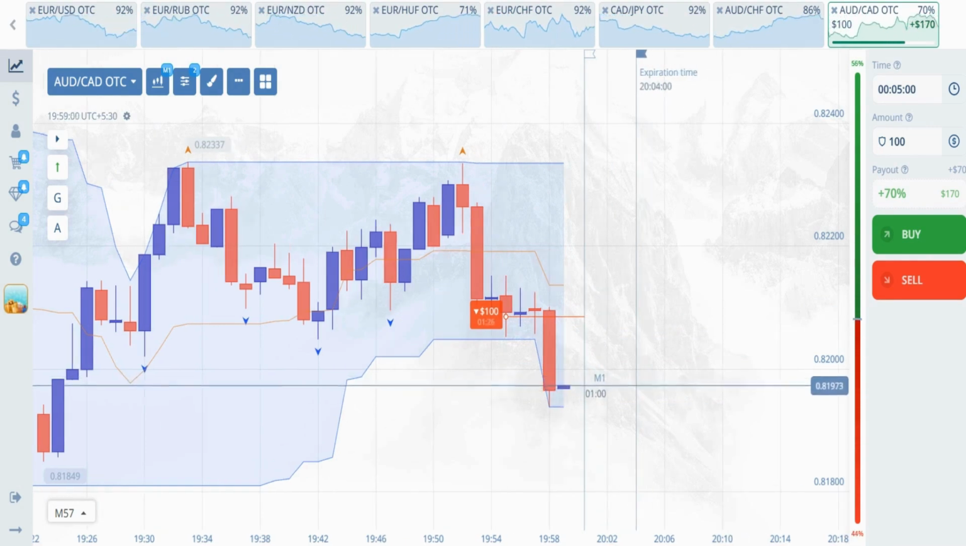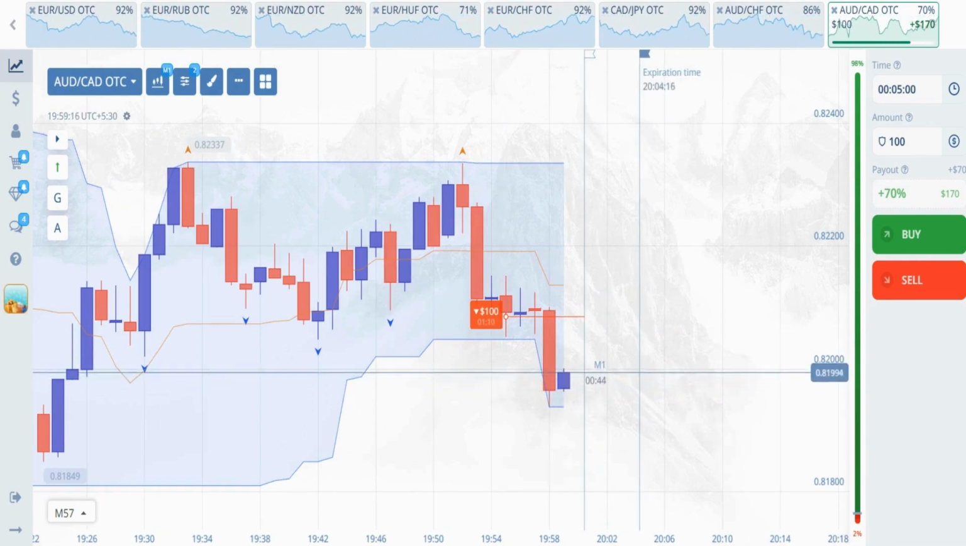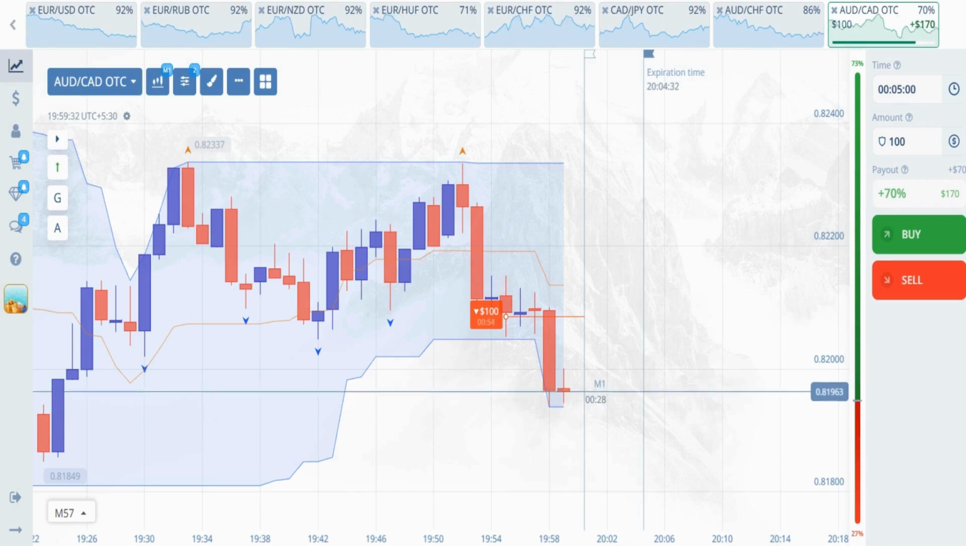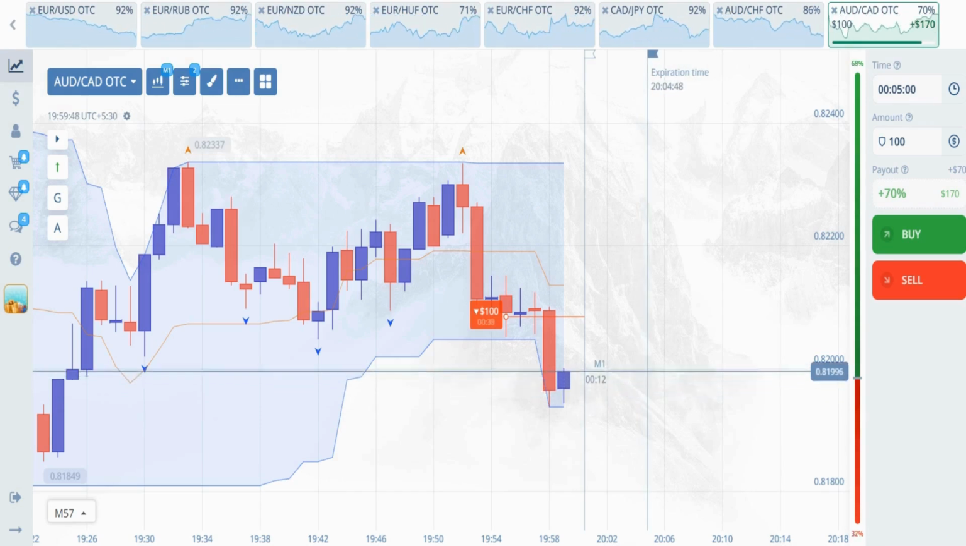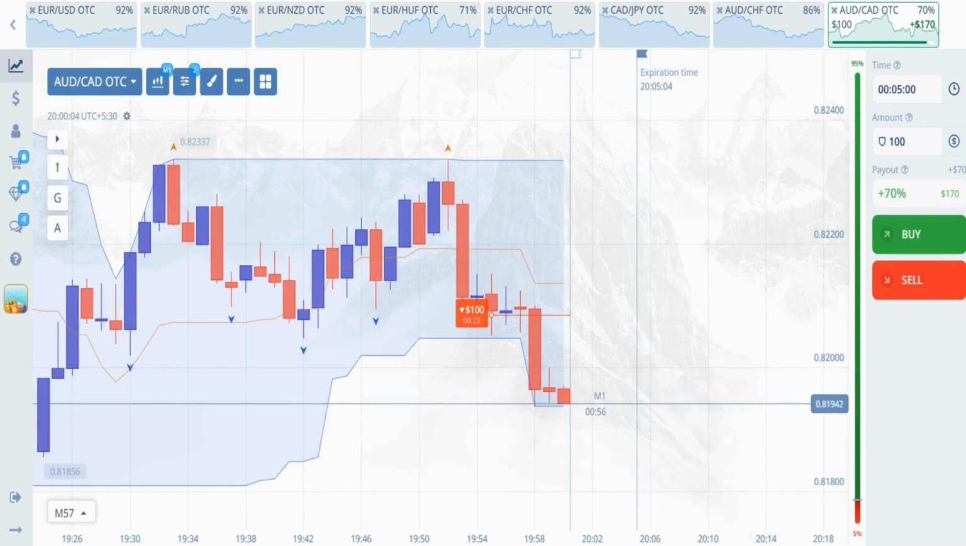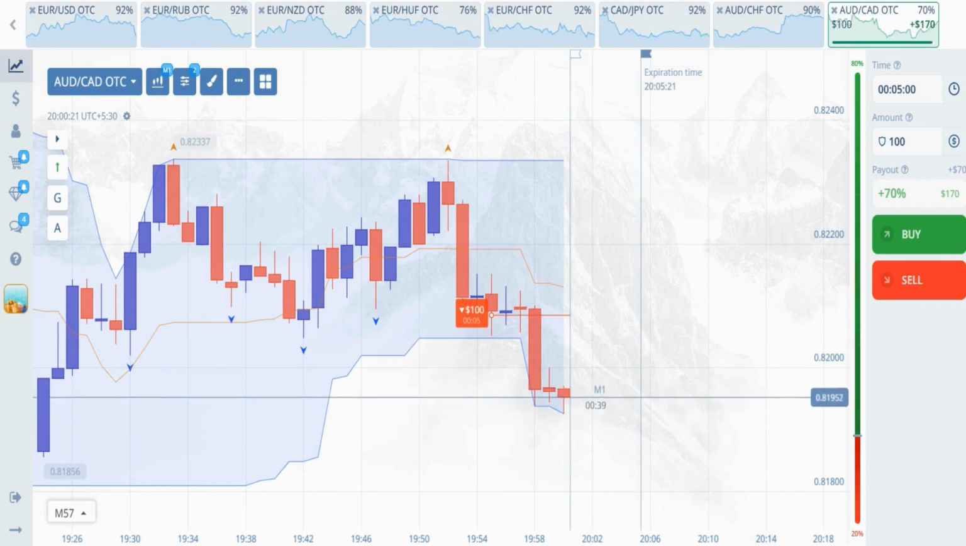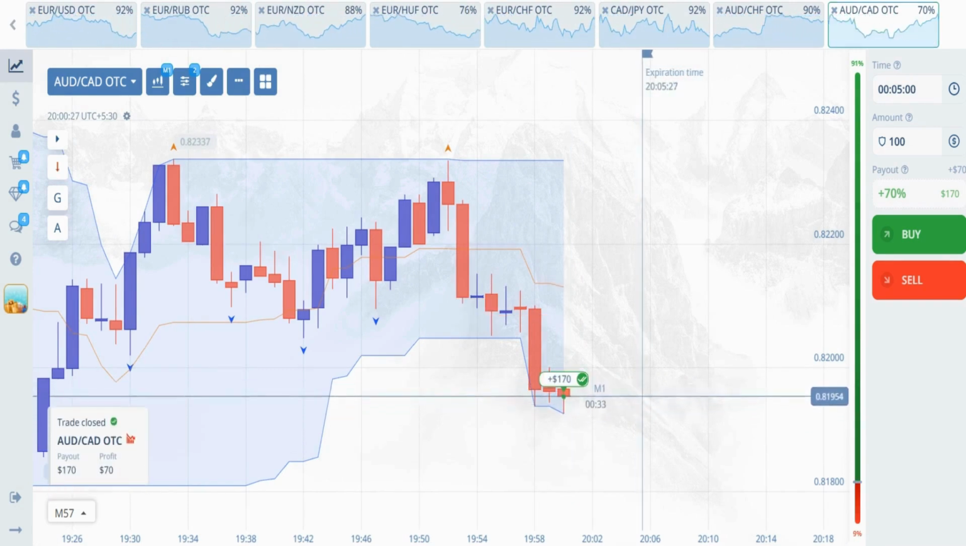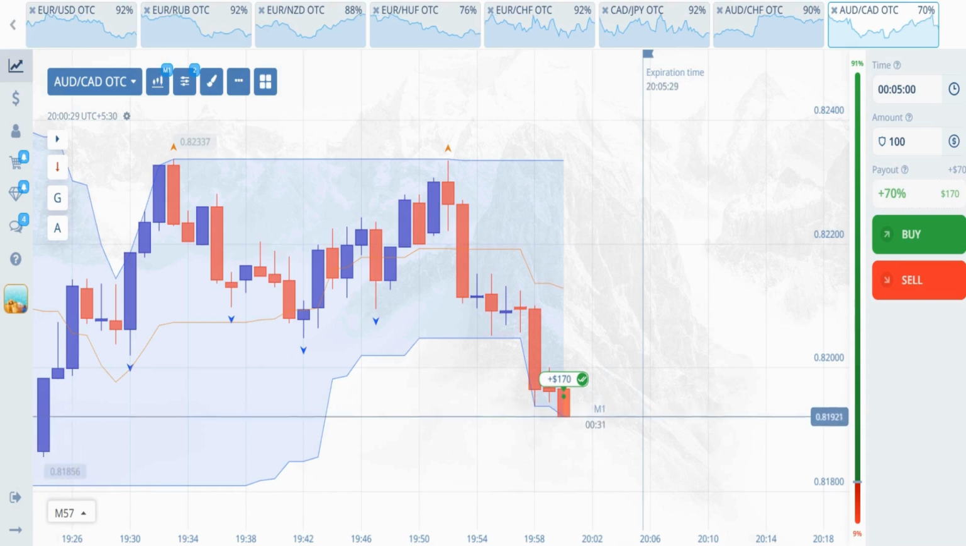Avoid taking trades against a strong trend. This strategy can help you identify potential setups, but remember, market conditions can affect results. Now let's see this strategy in action with live examples. Watch carefully so you understand how to apply it step by step.